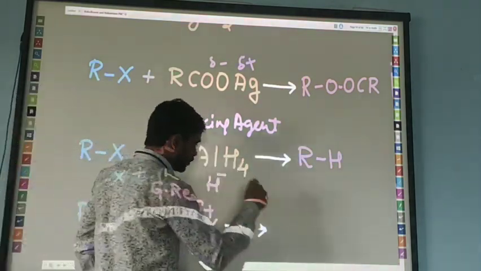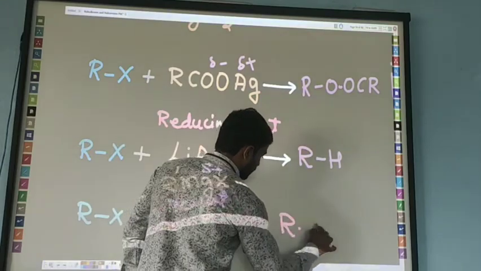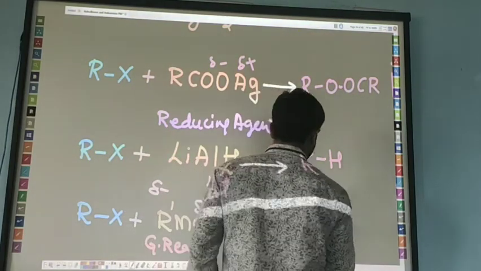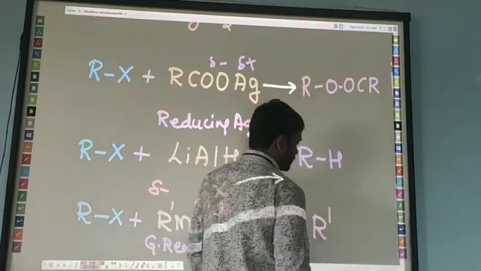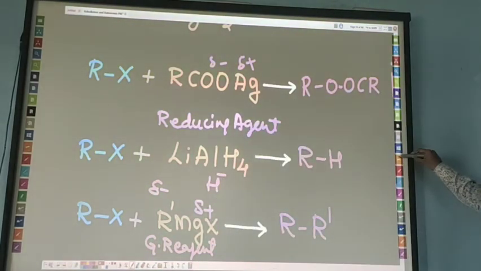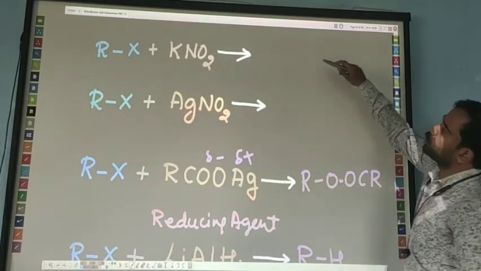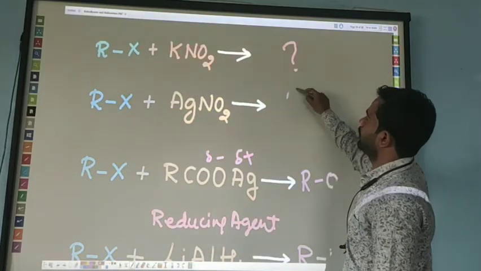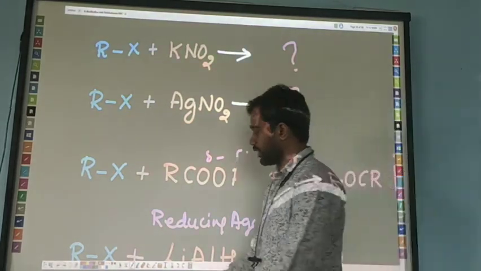Okay, the product is going to form like this. R is going to combine with R dash. This is the formation of an alkane. Therefore, the product is known as an alkane. Okay, try to do these products.